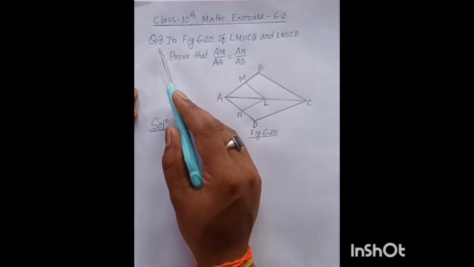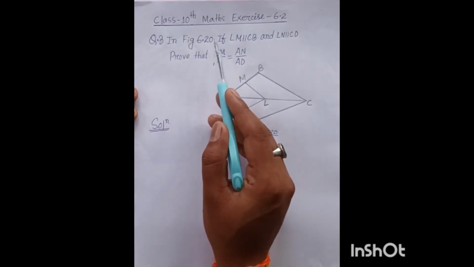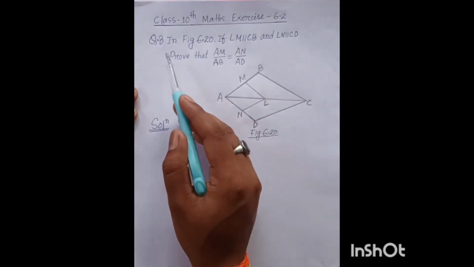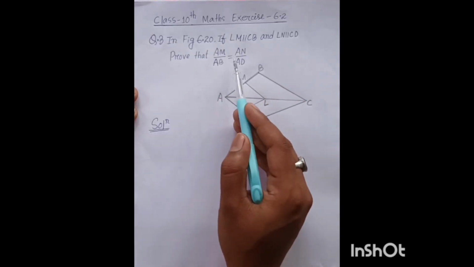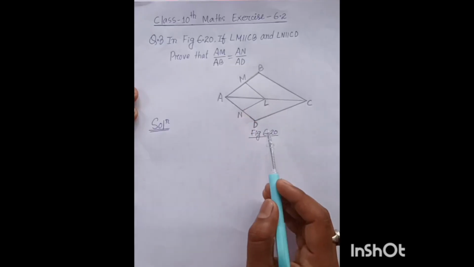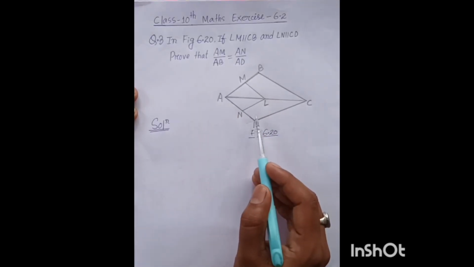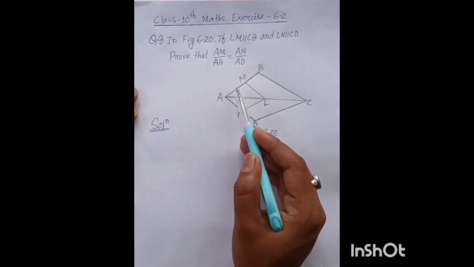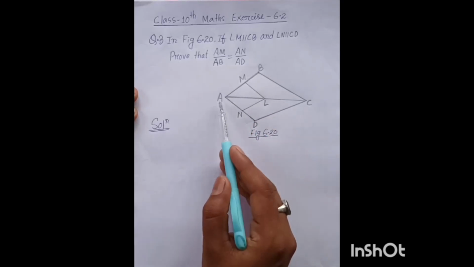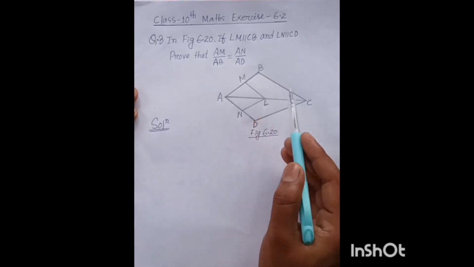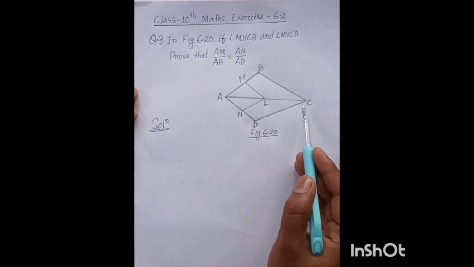In question number 3, we have in figure 6.20, if LM parallel CB and LN parallel CD, prove that AM by AB equal to AN by AD. So this is the figure that we have got from this question. According to this question, we will prove AM by AB equal to AN by AD. So to prove this, first I will take two triangles from this figure, ABC and ADC, and I will apply Thales theorem or BPT theorem.